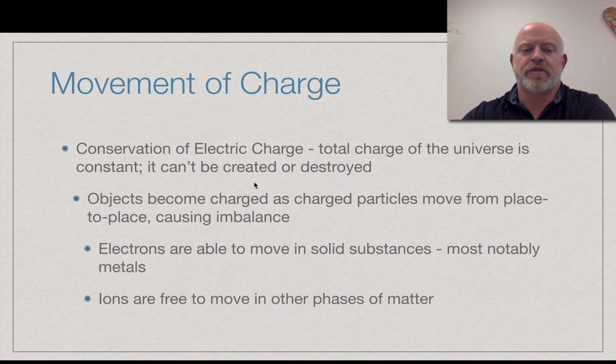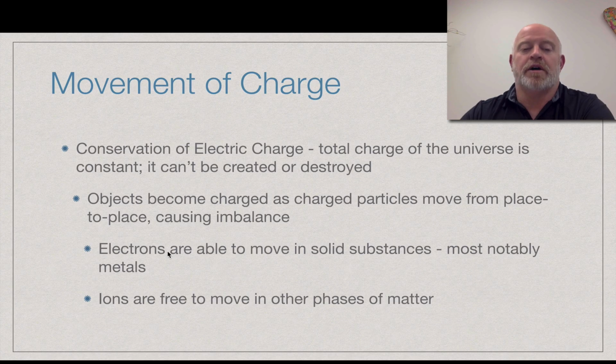Now, as we look at objects becoming charged and moving from place to place, we have this imbalance that happens. And there are two different ways that we can look at it. First of all, through the idea of electrons. Electrons are able to move in solid substances, in particular on the surface of solid substances. Most notably, the ones we want to focus on are metals, because metals are considered to be conductors, and they do a really good job of allowing electrons to move through them.